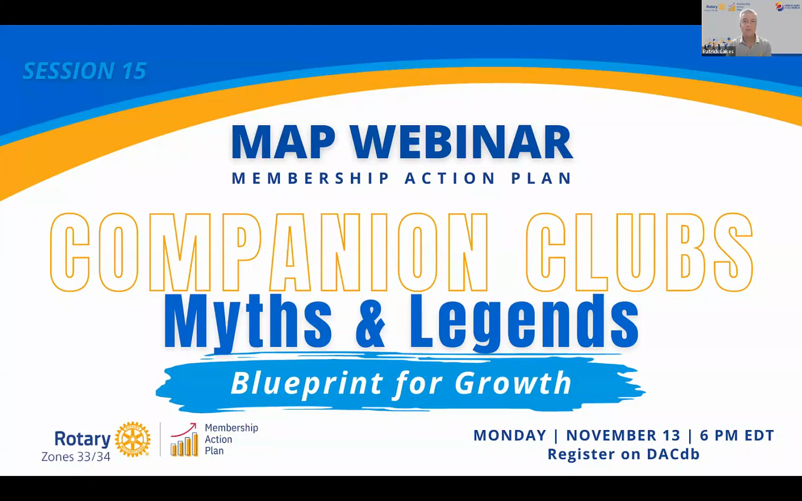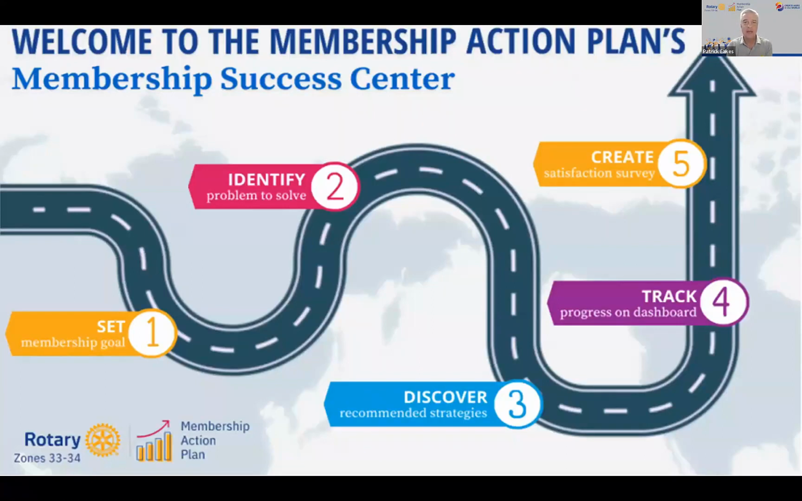And lastly, remember that it's never too late to kickstart your membership growth. All you have to do is set your goals in the Membership Action Plan's Membership Success Center, attend the monthly Membership Action Plan webinars, and then implement the attraction and engagement strategies to become irresistible. Let's make a bigger impact in your community and create an irresistible club for your members. Set your goals in the Rotary Map Membership Success Center to take the first step.